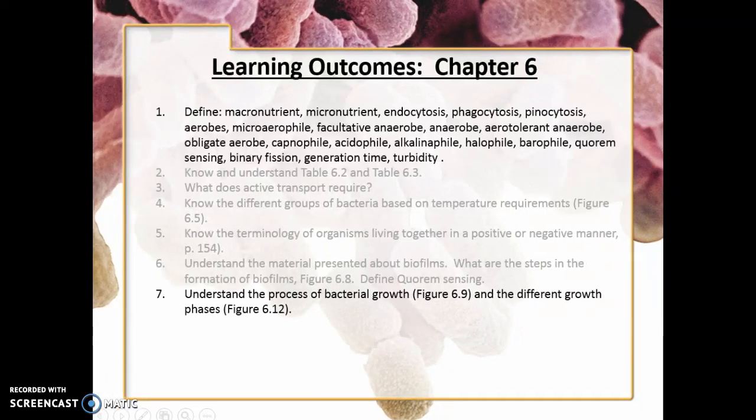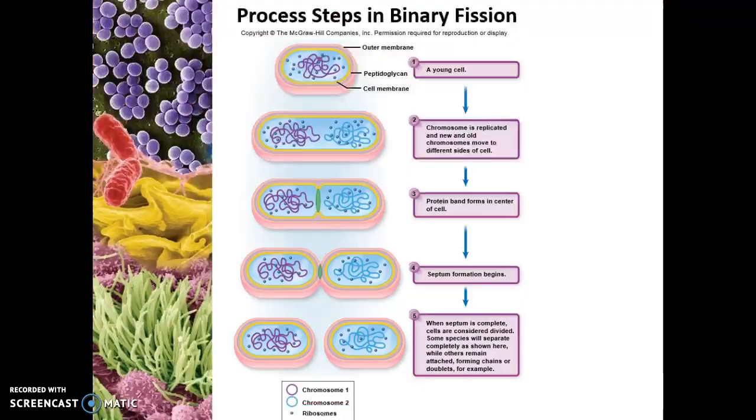Alright, so section 6.3, as with the other sections in Objective 1, you have some of the terms that will be found in this section, specifically binary fission, generation time, and turbidity. And then Objective 7 has figures 6.9 and 6.12 in it, which is really the meat and potatoes of this section.